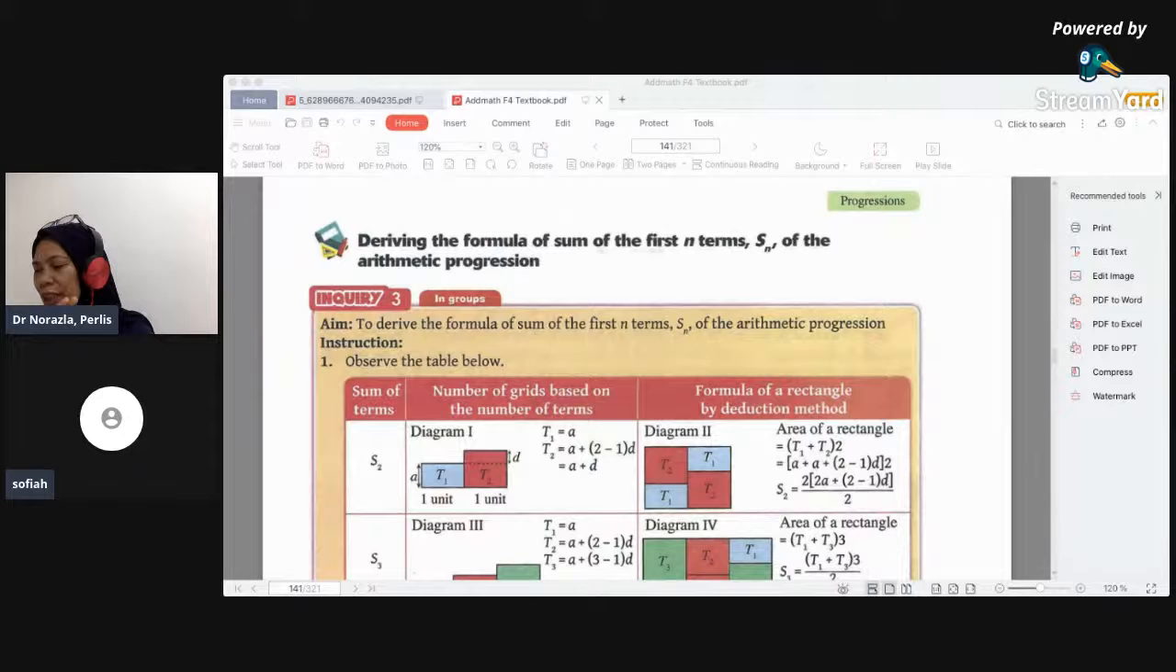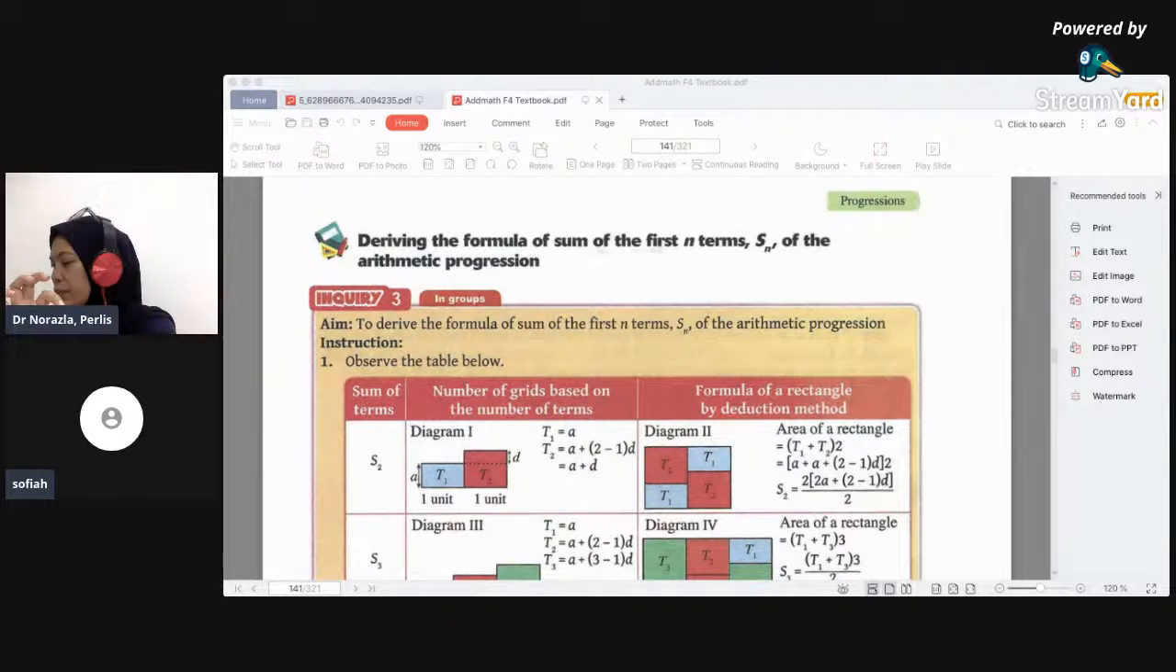So, explain about the height. The height of the first term is represented by A. What is the meaning of A? A is the first term. We can write the first term as A or T1. Explain that first.